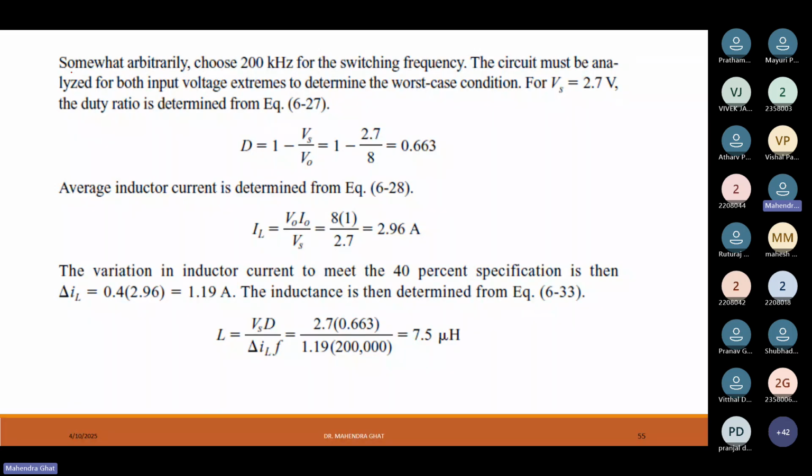First they have chosen 200 kilohertz for the switching frequency. It is arbitrarily chosen. Then they have written that the circuit must be analyzed for both input voltage extremes to determine the worst case condition. We have to analyze both cases, and whichever is the worst case, we can take for the design purpose.